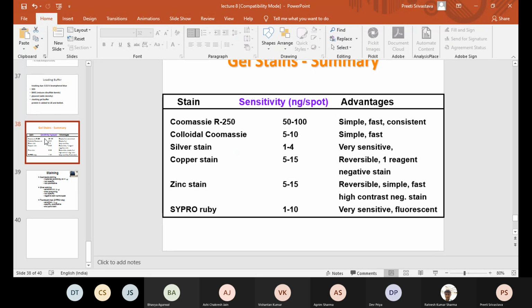Right, so these are the dyes, Ratnesh. Coomassie Brilliant Blue R250, the sensitivity is 50 to 100 nanograms. Colloidal Coomassie sensitivity is 5 to 10 nanograms. We also use silver stain. We also use copper stain, zinc stain, SYPRO Ruby, Cy3, Cy5. A number of such dyes are used. Ma'am, this sensitivity is the minimum amount of protein required to show the color.